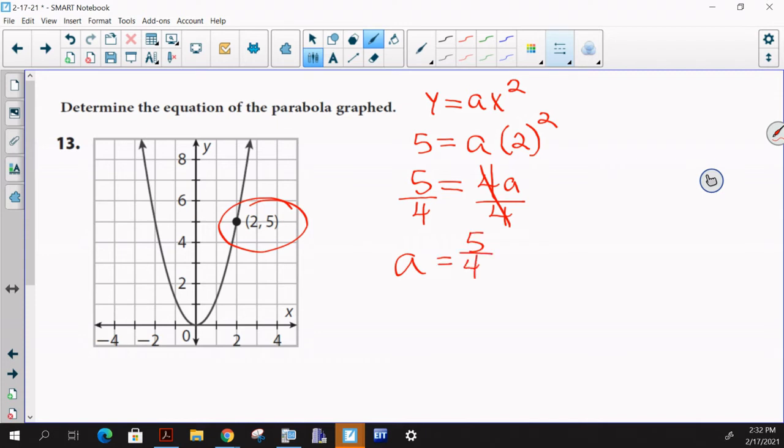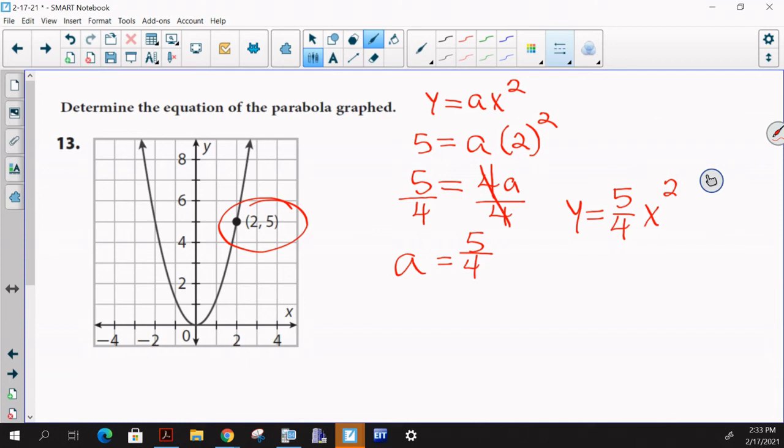Well, 5/4 is an improper fraction. It is greater than 1, so it does work. It does stretch the graph. That's what I thought it did. And so the equation is y equals 5/4 x squared. The key is all I have to do is take that point, find that value of a. And it makes sense, because 5/4 is a value greater than 1. So it's a little bit of a stretch. Not much, a little bit.